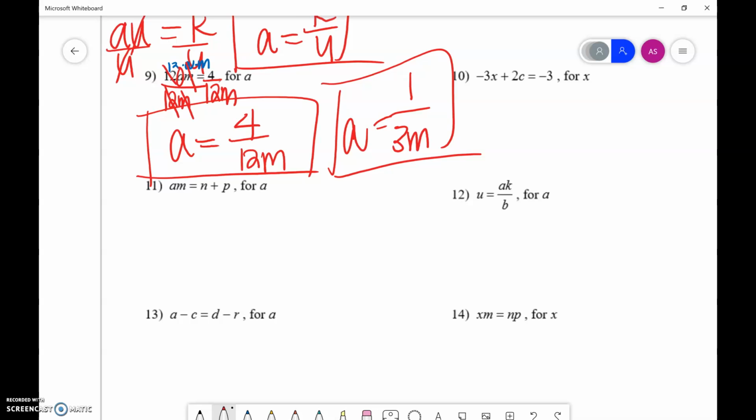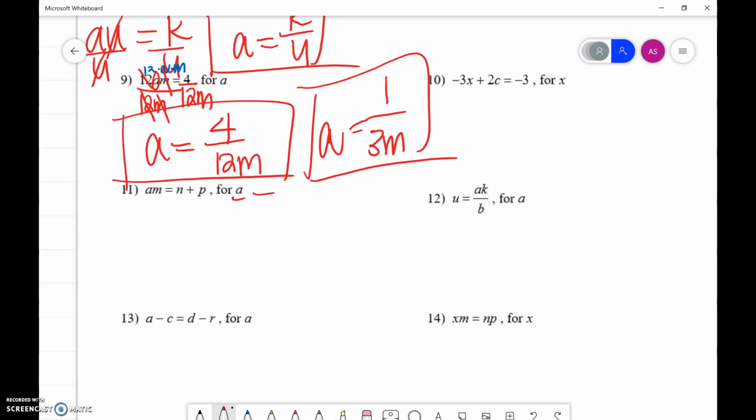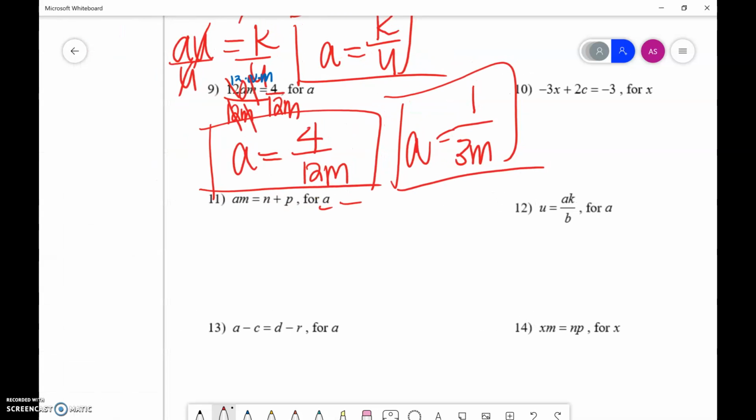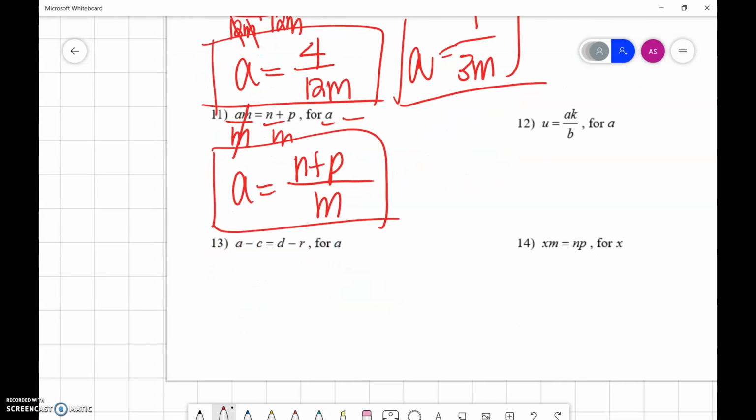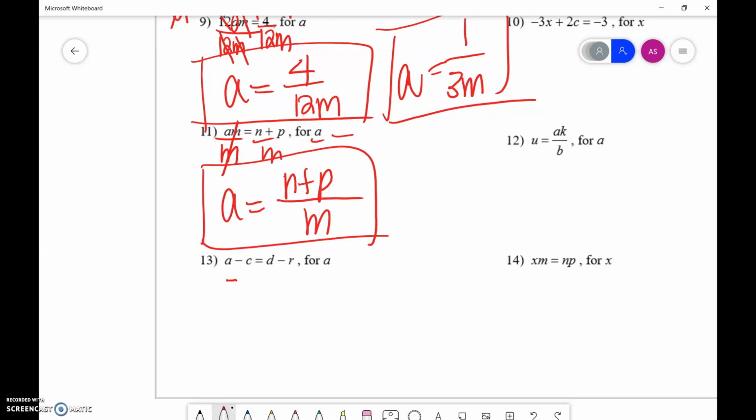Okay, number 11, I'm solving for a. So I'm going to divide both sides by m. This cancels out, so I have a equals n plus p over m. And we have a by itself, so we are done. Then my last one, I'm going to solve for a. So I'm going to add c to both sides. That's going to cancel out here, so I'm left with a equals d minus r plus c.